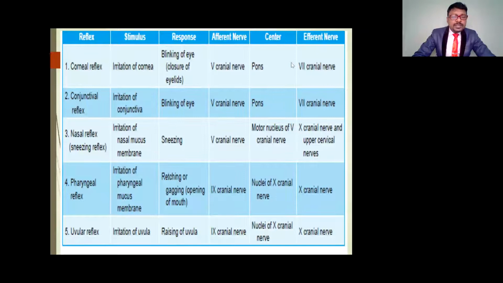And the next one is the conjunctival reflex. Conjunctival reflex means we have to give irritation to the conjunctiva, and they are going to get the blinking of the eyes. They are going through the same pathway as the corneal reflex. If you give the stimulus, the irritation to the conjunctiva, again they are going to get the blinking. So this is another type of stimulation and another reflex.